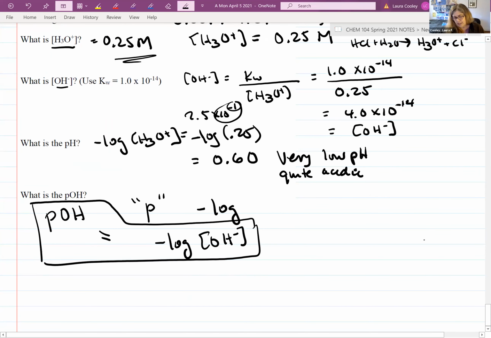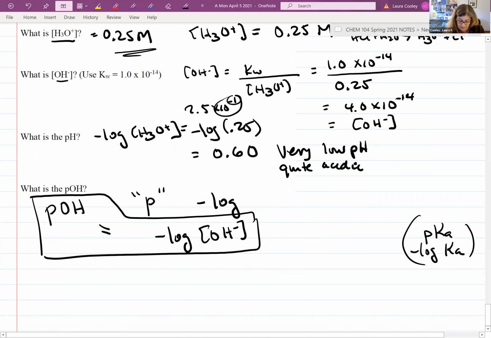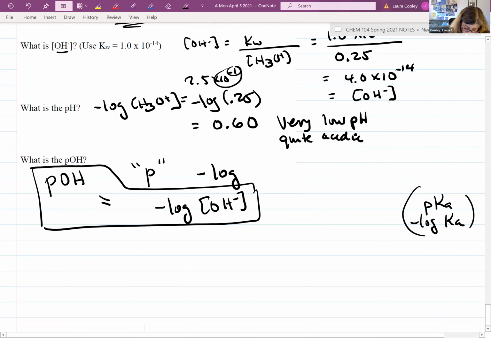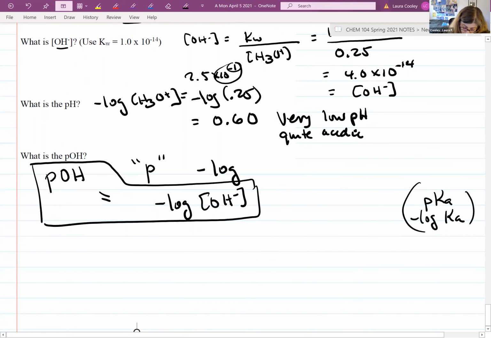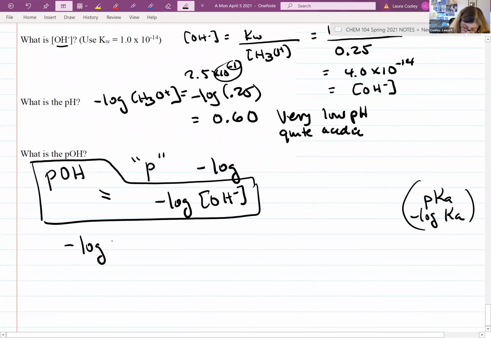We'll learn about something called a pKa later. That's the negative log of the Ka, so that p always means that. Anyway, the pOH then would be the negative log of 0.60. Oh, sorry, no, that's not what it is.